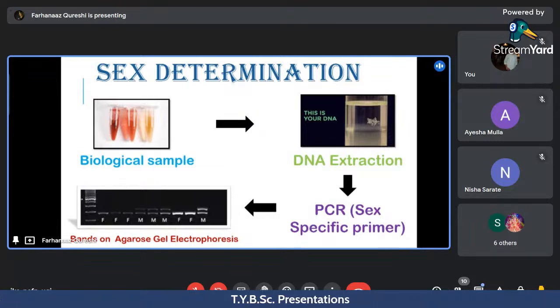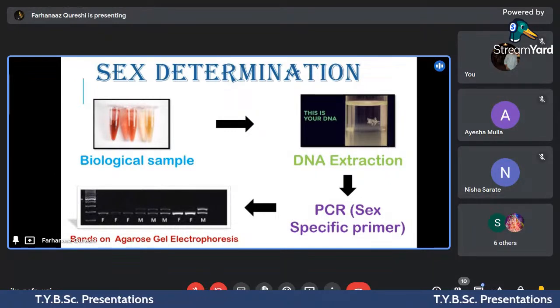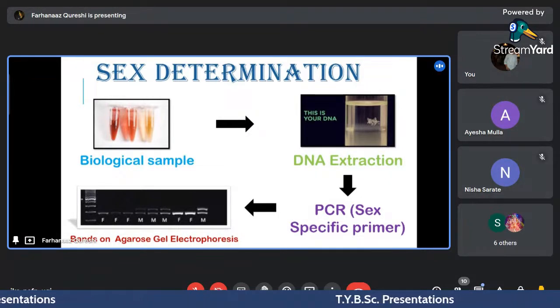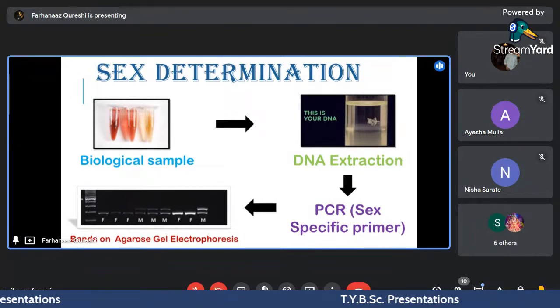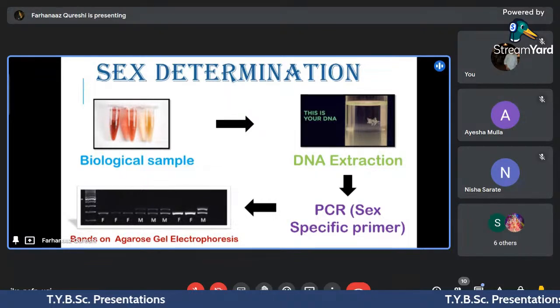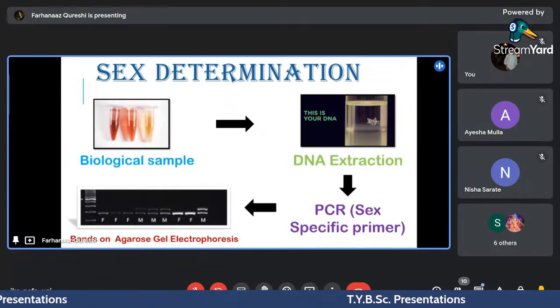After PCR is completed, we will run agarose gel electrophoresis. If we see a double band on the gel, then it would be a male sample, and if a single band is seen, then it will be a female sample, because male has XY chromosomes, so we get double bands, and female has XX chromosomes, so we get a single band.